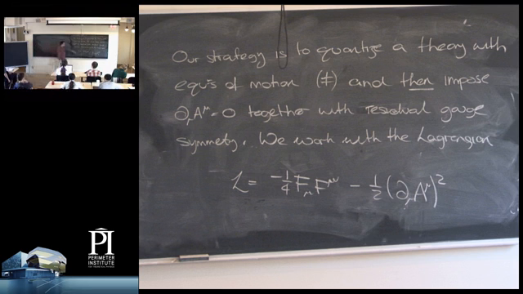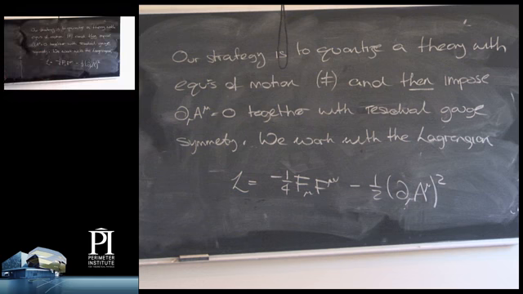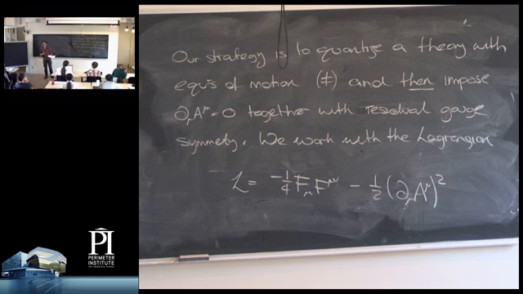Okay, so we just treat this as the usual Lagrangian for A, and we just run through this machinery we've been doing over and over again. So the first thing is to compute the momenta conjugate to A.